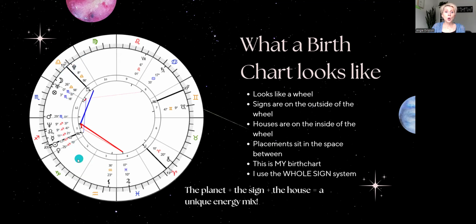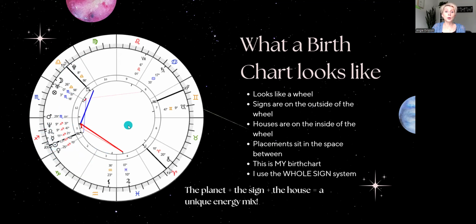Okay, so you can see right here, this is Sagittarius. See the sign on the outside. The number on the inside is the first house. So all of these Sagittarius placements I have are inside my first house. And we're going to talk about what these placements are, what these symbols mean as we go on.